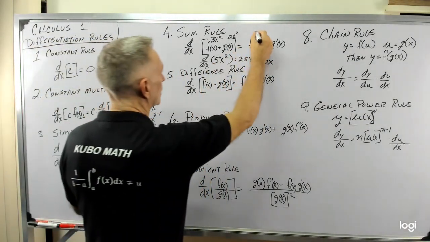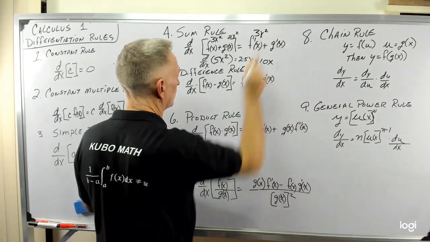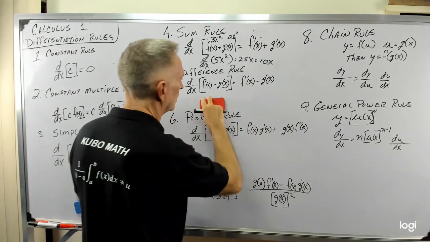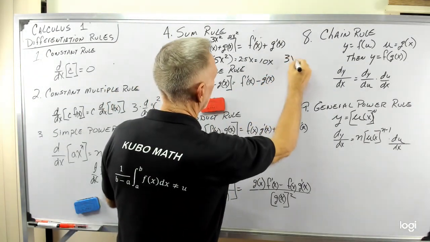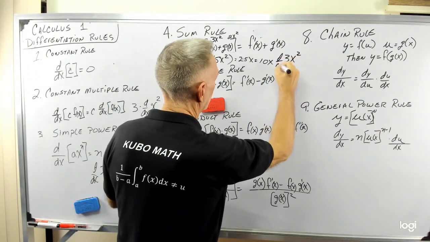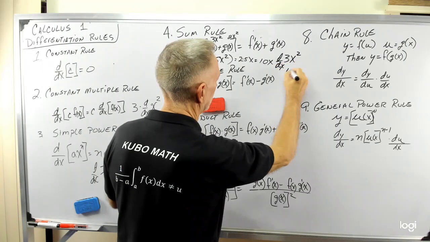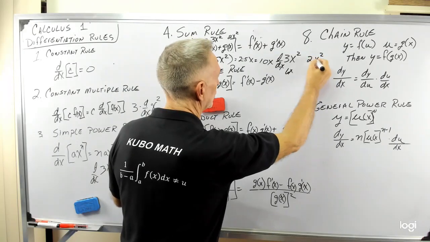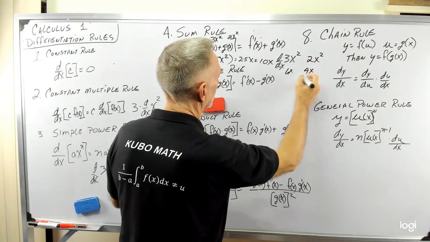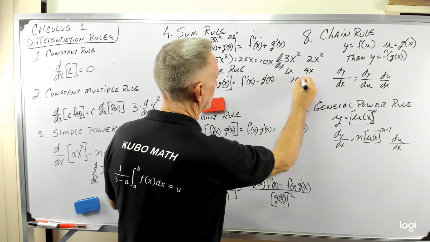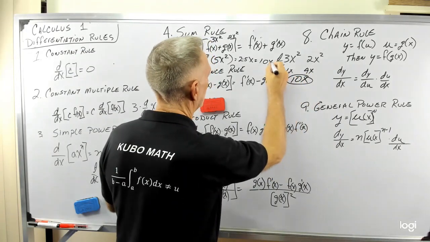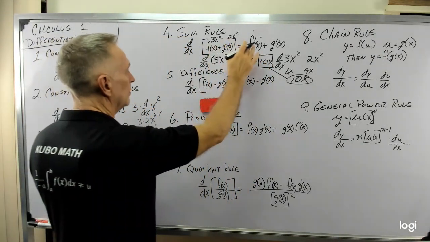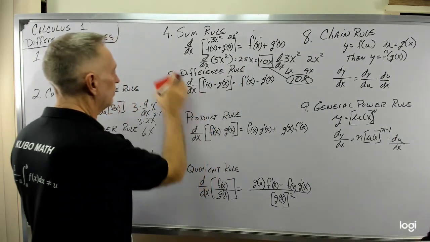Now if I take 3x to the second power, let me put it here. The derivative of that with respect to x is 6x. And then we had 2x to the second power, the derivative of that is 4x. So 6x plus 4x is 10x, which is the same value as I had here. So the derivative of the sum is the same as the sum of the derivatives.